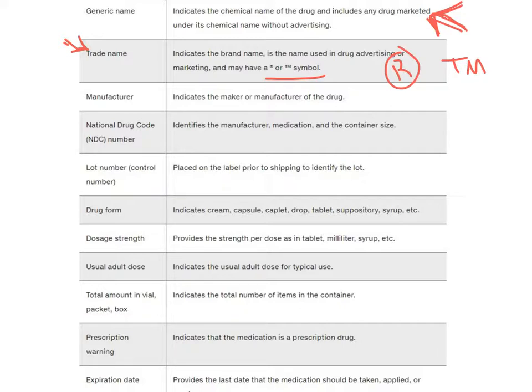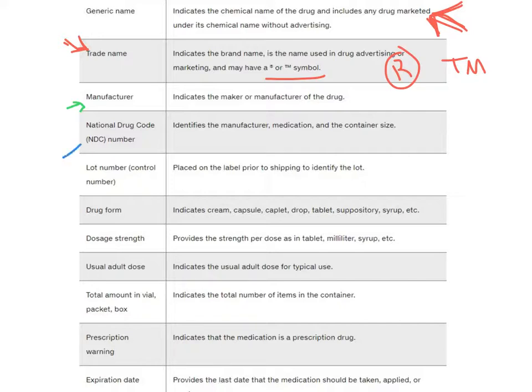So again, your trade name is going to be the advertised name. Another thing you will see on a medication label is the manufacturer. This is the maker of that drug. Typically there will be some type of company logo listed on that medication, or sometimes it may even say manufactured for. Popular names would be Pfizer, for example. In a lot of the examples we're going to see, there is just a made-up pharmacy name, so you'll be able to see the name of that company.